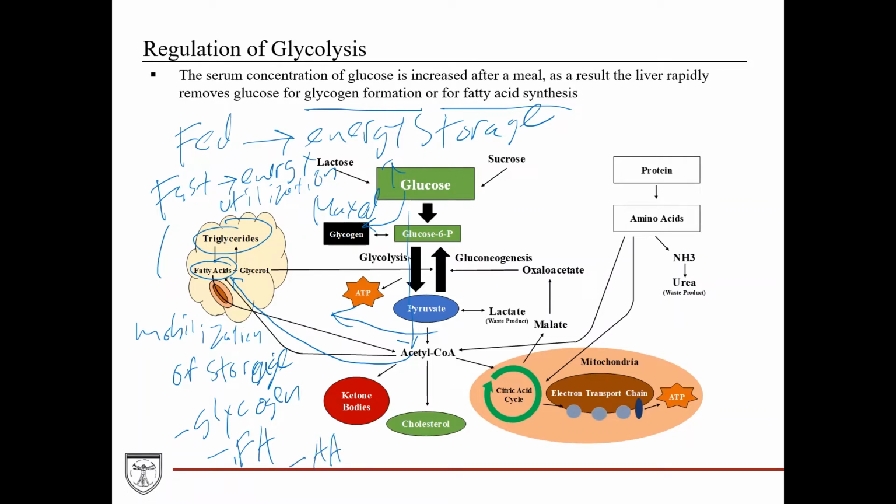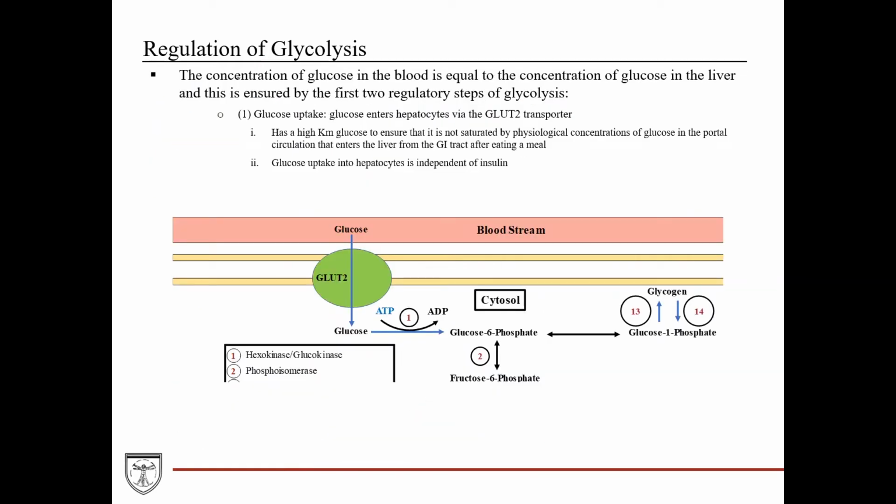Bottom line is that hepatocytes are taking glucose up rapidly, storing it as glycogen. When that's maxed out, they're storing it as fatty acids in the fed state. A thing to note is that the concentration of glucose in the blood is equal to the concentration of glucose in the liver, and this is ensured by those first two regulatory steps of glycolysis.